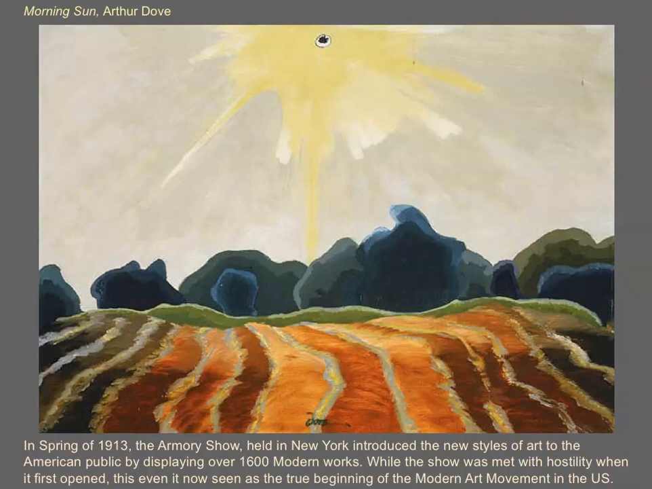In the spring of 1913, there was a show called the Armory Show held in New York, and this art show introduced new styles of art to the American public. The work that had been happening in Europe and somewhat in the U.S. got all consolidated with over 1,600 works in this show. Now, the show was met with hostility when it first opened, though even now it is seen as the true beginning of the modern art movement in this country. The Armory show is considered the pivotal time where it all started, 1913.